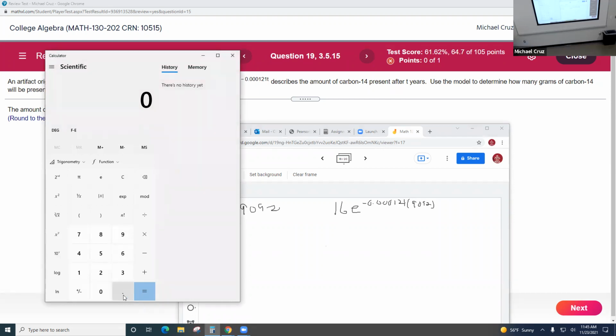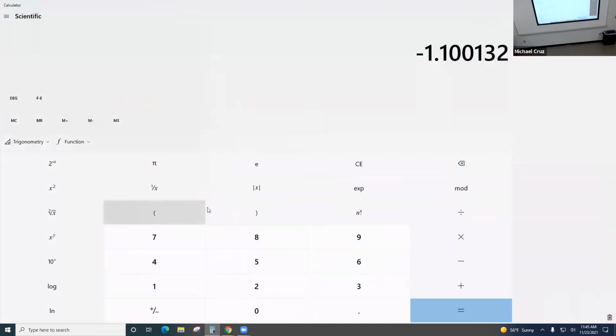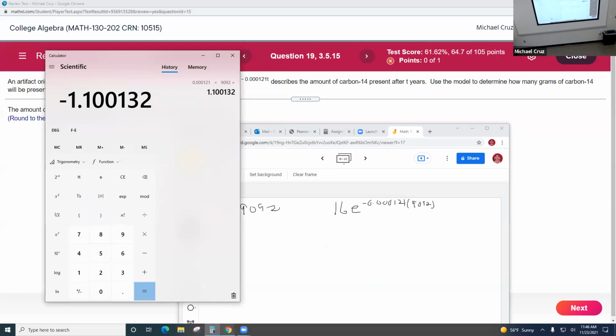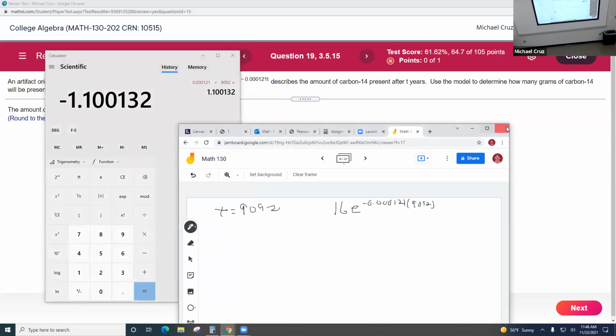All right. 0.000121 times 9,092. So that's negative. And as I said, I don't think there's a way to do the e on here. So I'm just going to do it over here. That decimal is the same.